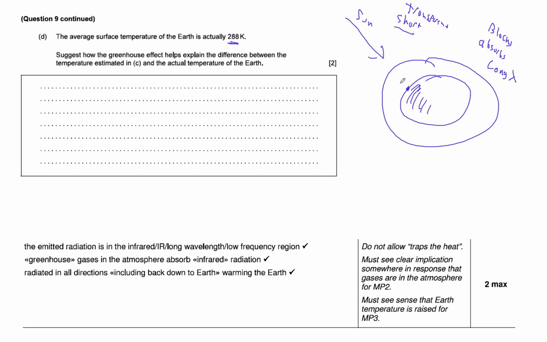So the Earth is re-radiating in the infrared range, and those long wavelength waves are absorbed by the atmosphere. The emitted radiation is in the infrared, long wavelength, low frequency region, and we need to say that. The greenhouse gases in the atmosphere absorb that infrared radiation. They allow the short wavelength to go through, but they absorb infrared. That radiation is radiated in all directions, including out into space and sideways, but some of it is radiated back to Earth, and that warms the Earth.